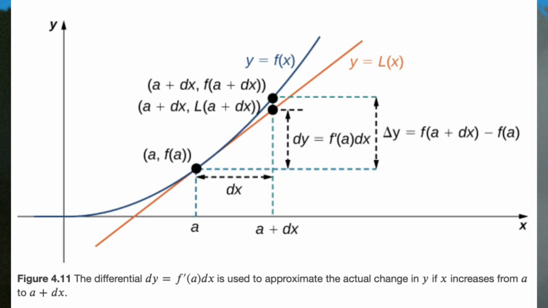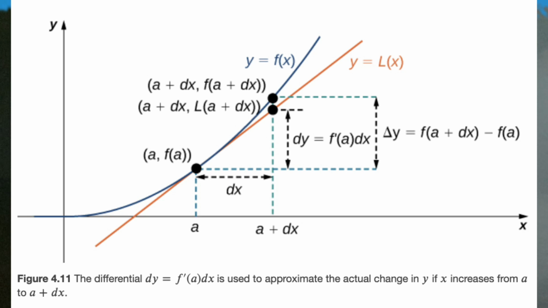And then the idea behind differentials is looking at the difference between the delta y and the dy. So dy is what we're defining to be our differential, and our differential is defined as dy is equal to f prime of a times dx. So the dx is going to be the delta x, that's a change in x value. But the dy is different from delta y, because delta y we're looking at as the change in the y value of the original function. The dy is going to be the change in the y value in our linear approximation.